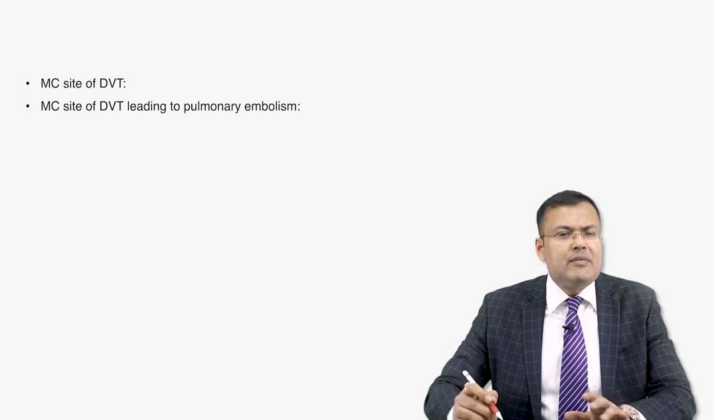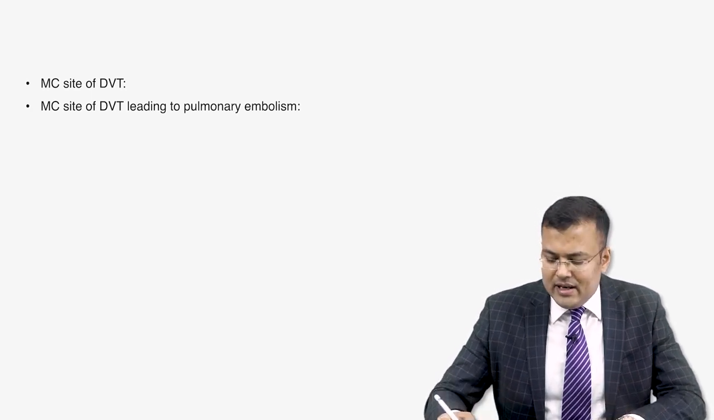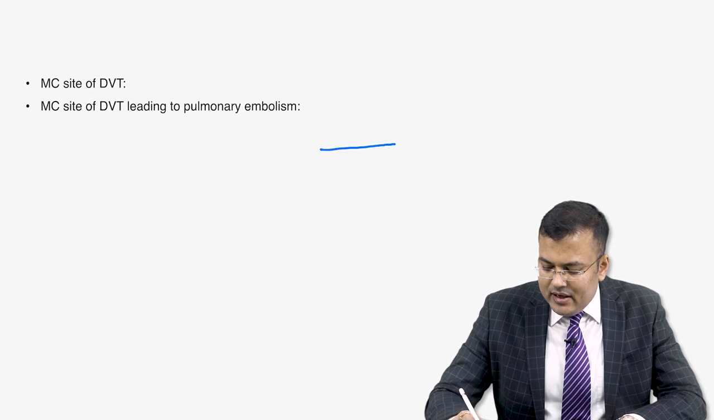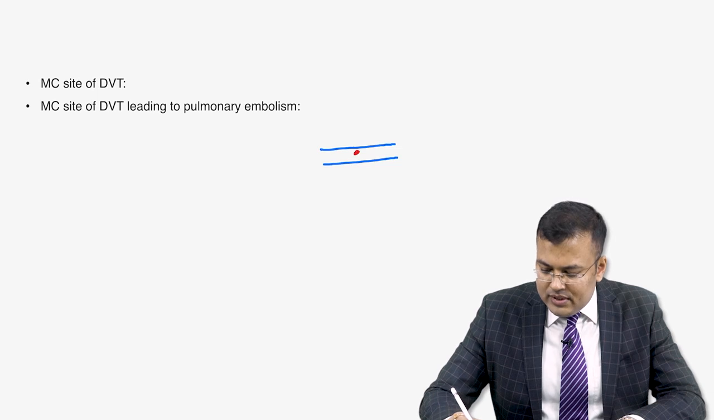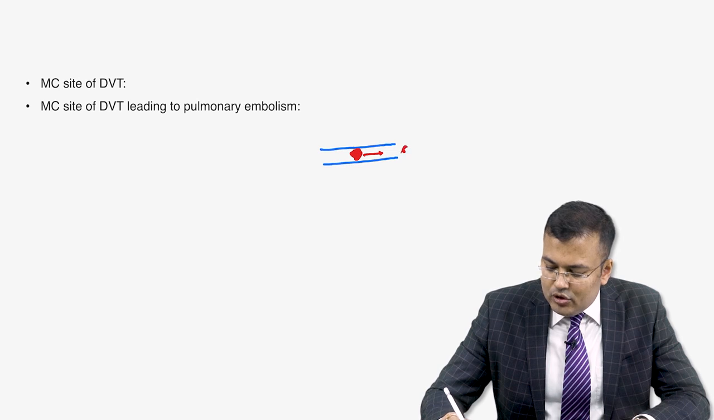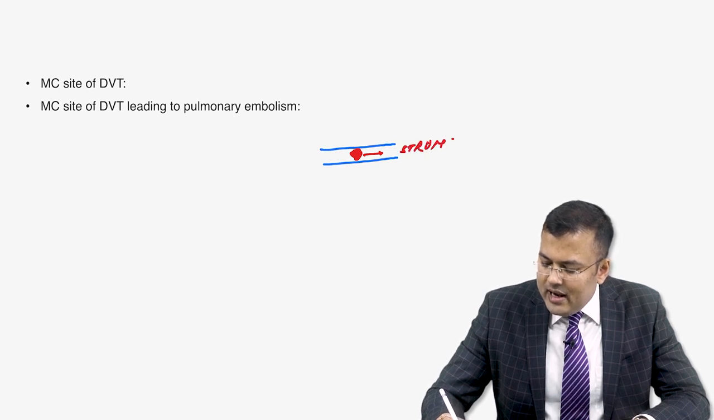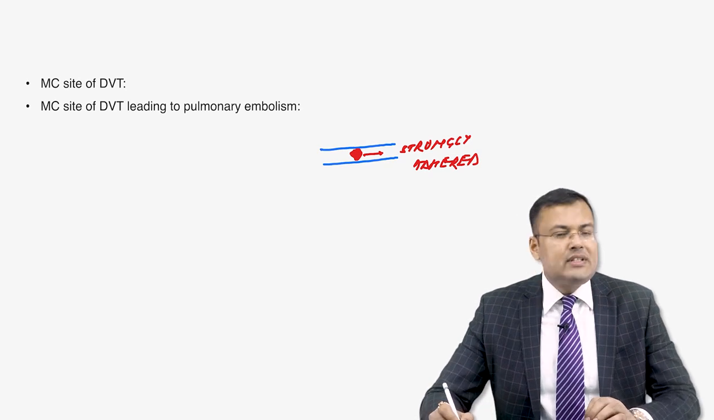Now there is a concept of DVT which is very easy to understand. Imagine this is a vein. If the diameter of the vein is small, what's the problem? If there is a thrombus, the thrombus is strongly adhered to the wall. You can see the thrombus is strongly adhered. And if the thrombus is strongly adhered, what will happen? There are lesser chances of embolism.